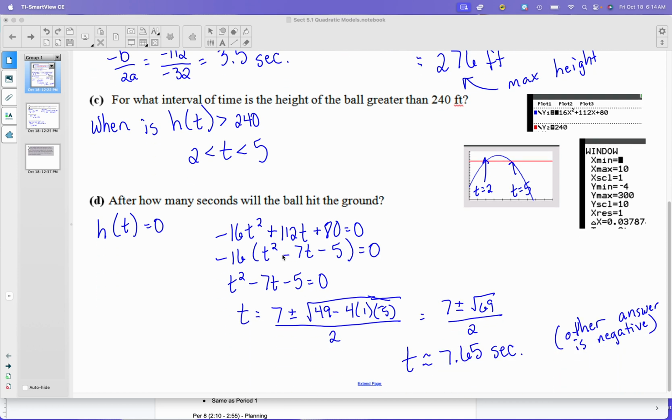On part D, after how many seconds will the ball hit the ground? You want to set your height function equal to 0 because the height is 0. You could factor out a negative 16 to make the numbers more manageable. It was not factorable, so I did the quadratic formula. I got about 7.65 seconds. The other answer is negative. The other option you could have done is on your graphing calculator: graph this and do second calc 0. As long as you are explaining, these are modeling problems, so you set it up, but you can use your calculator to actually solve that.